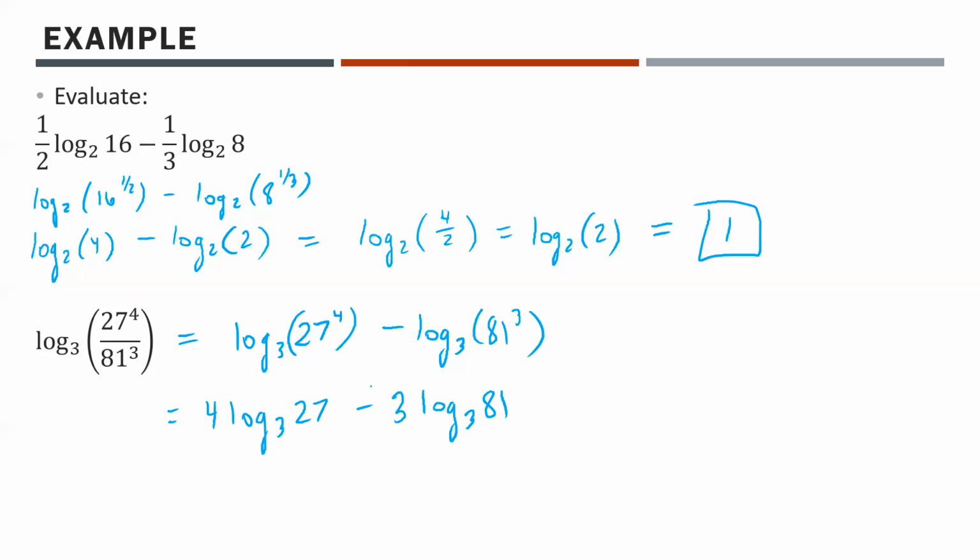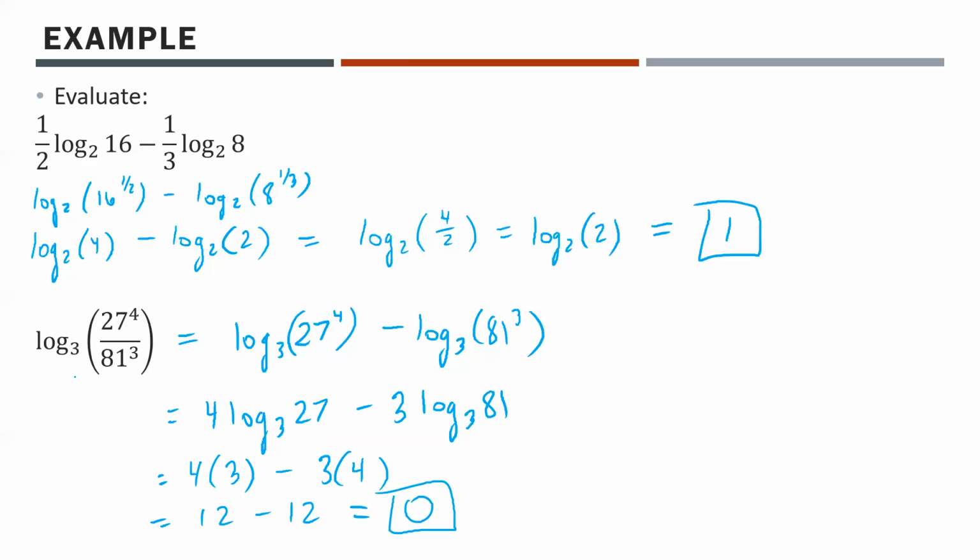of 81. Now let me look at just the log pieces here. Log base 3 of 27 means 3 to the power of something equals 27. Well, I happen to know that 3 to the power of 3 equals 27, so this just becomes 4 times 3, minus 3 times log base 3 of 81, which means 3 to the power of something equals 81. Well, that something would be 4. So this is 4 times 3 minus 3 times 4, or in other words, 12 minus 12, or even more disappointing, 0.